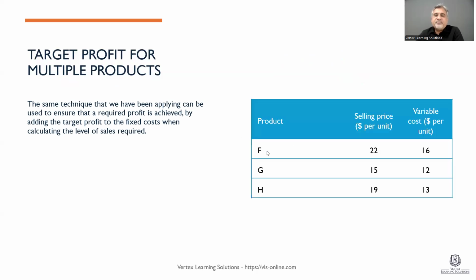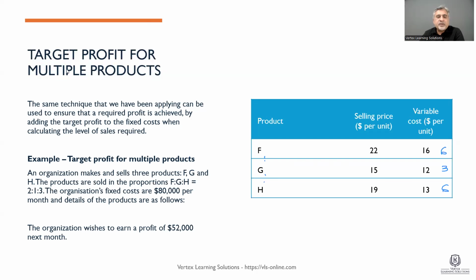So imagine that you have three products, F, G, and H, and selling price is 22, 15, and 19. Variable cost is 16, 12, and 13. So you know that you are looking for, oh, how much is contribution? Contribution is 6 from here, 3 from here, and 6 from here. The second question always which comes to your mind is that what is the ratio between these products? Okay, how many of F, how many of G, and how many of H in this mix?